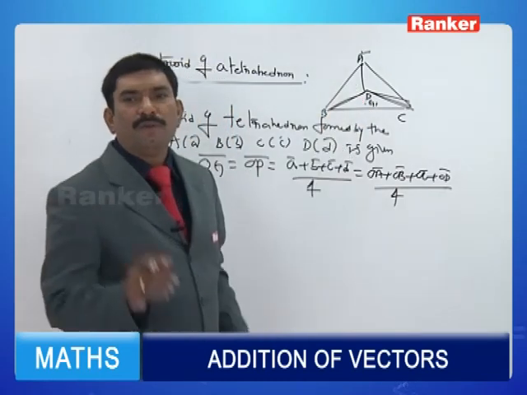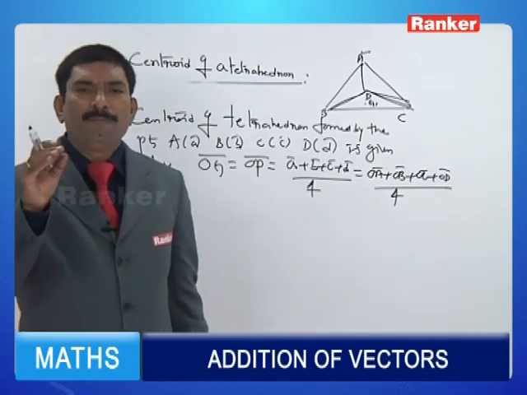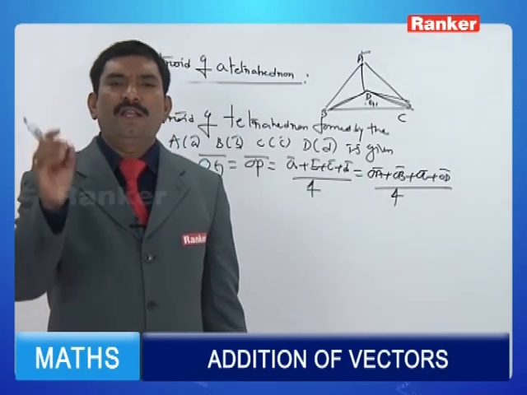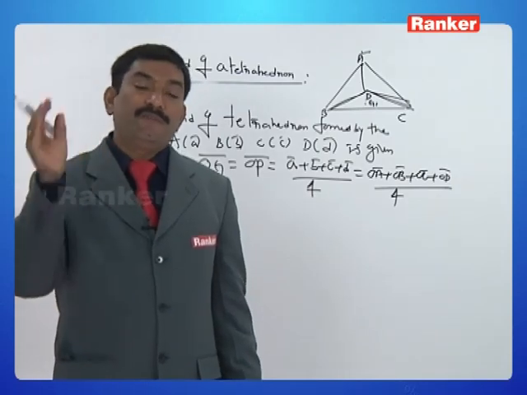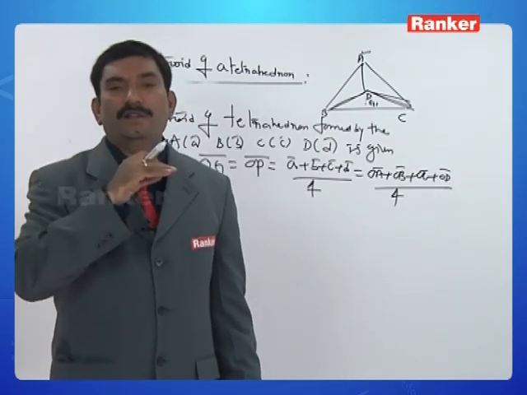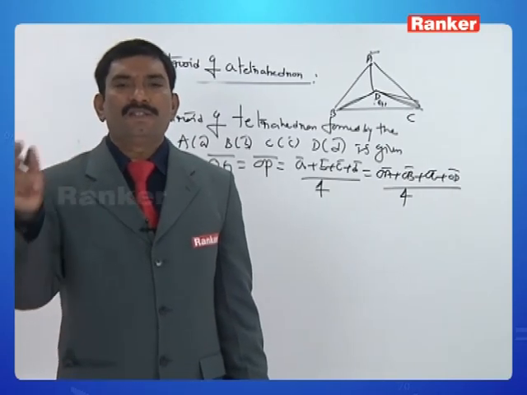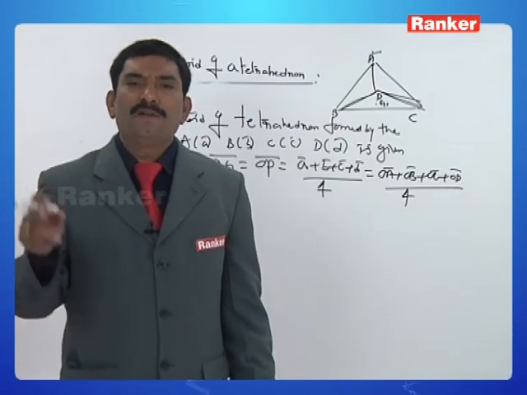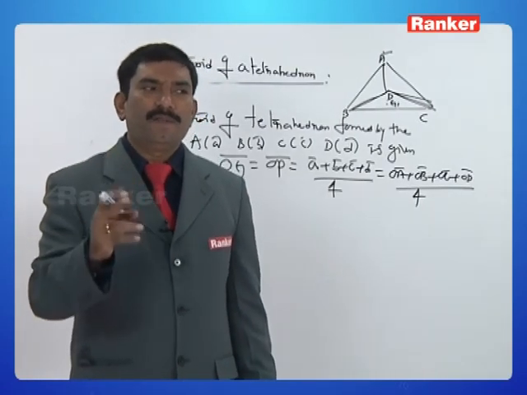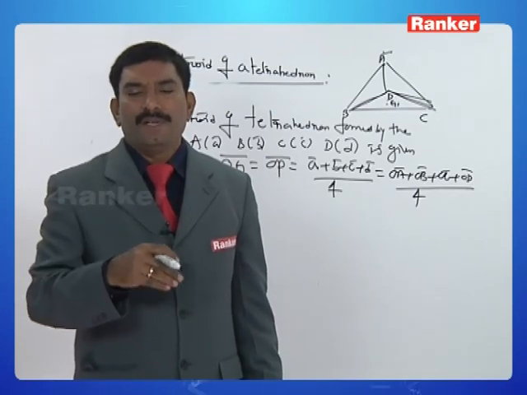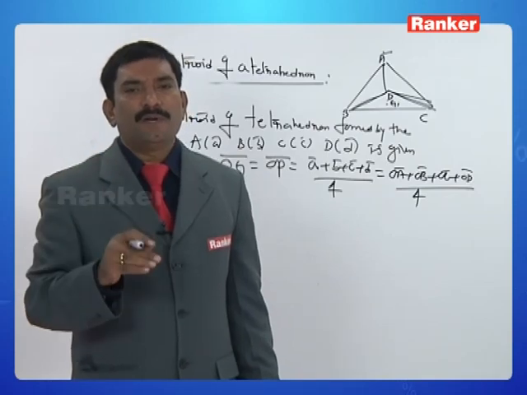So we came to understand that in a tetrahedron, the line joining the opposite vertex to the opposite face centroid divides in the ratio 3:1. Hence, we have proved the centroid of a tetrahedron is (A bar plus B bar plus C bar plus D bar) by 4, that is (OA bar plus OB bar plus OC bar plus OD bar) by 4.